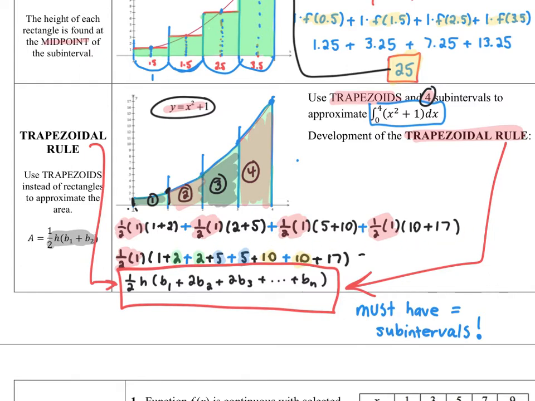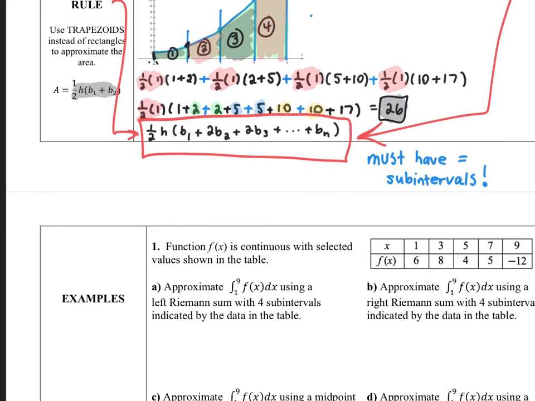The answer to this approximation ended up being 26. And you will notice that the answer to number 3 in the warm-up, that average of the left and the right, was 26 as well. We're going to talk about this further in class, if that is coincidence or if there's a reason that that happened. Let's go on and take a look at some examples.